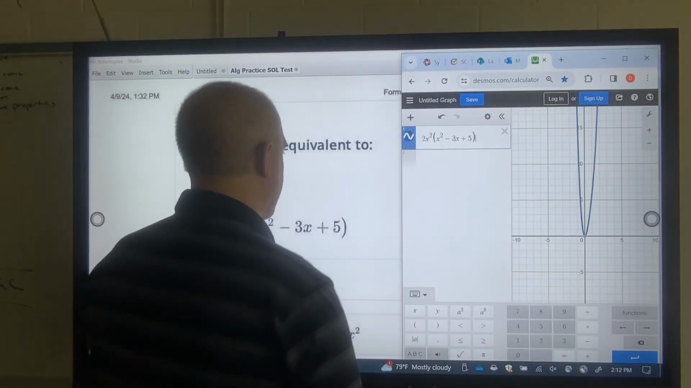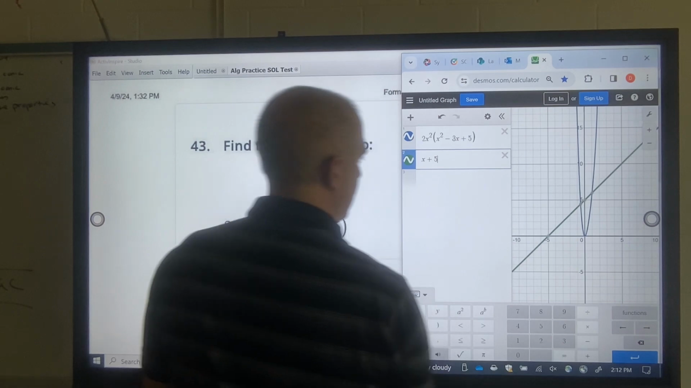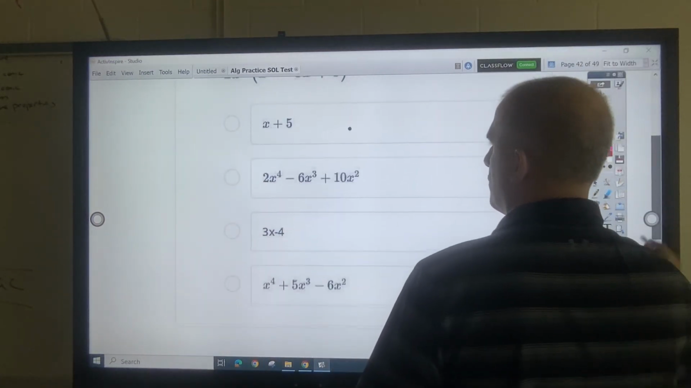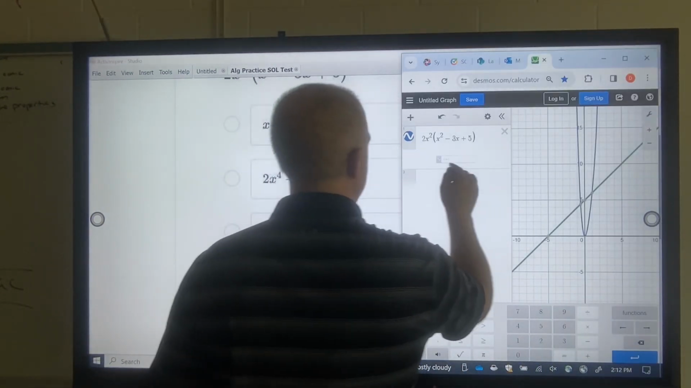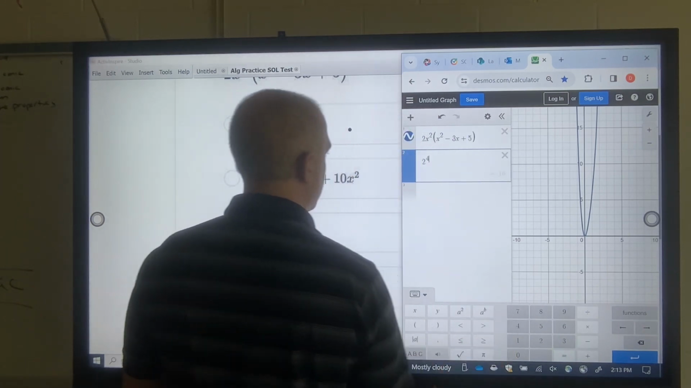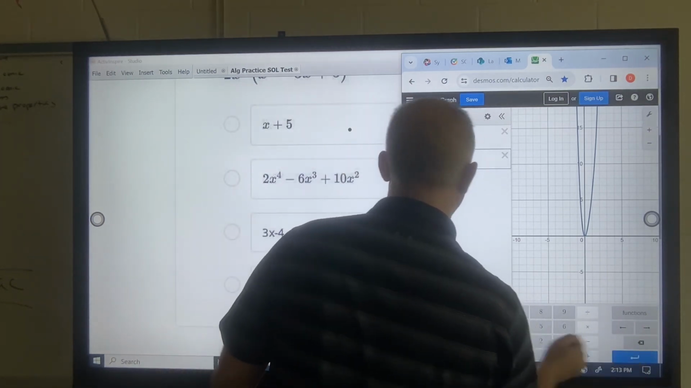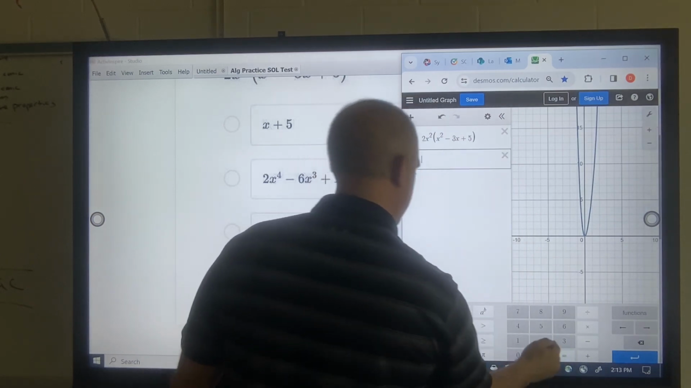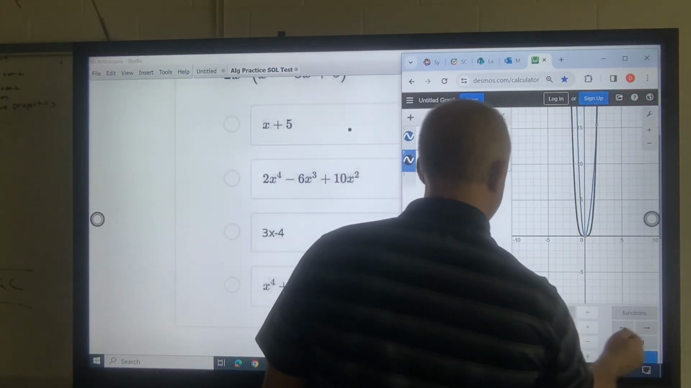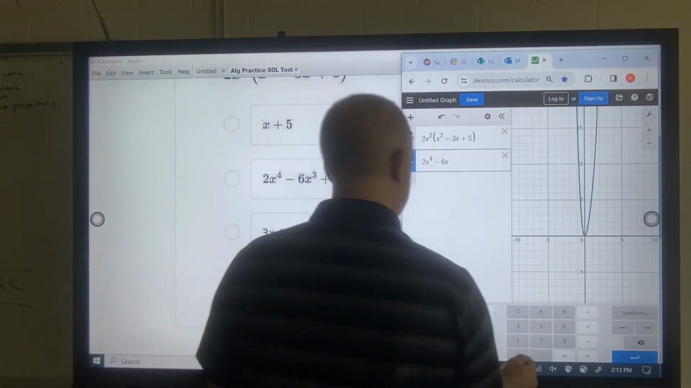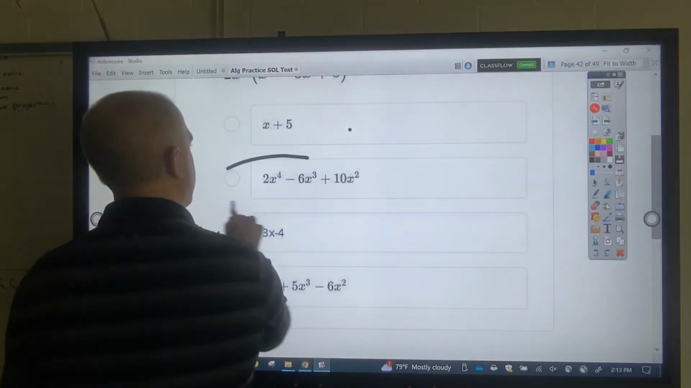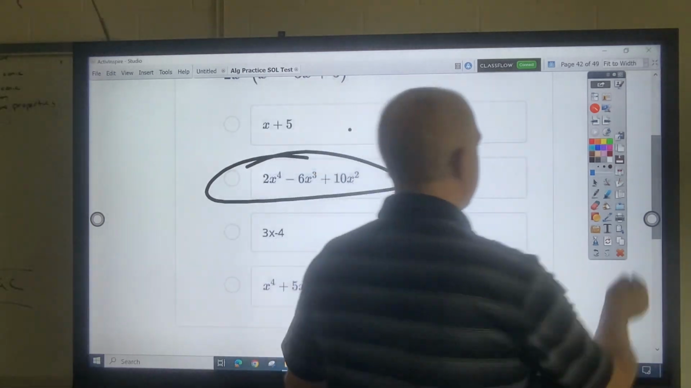This is what I get. I put this first one, x plus 5. Clearly that's not it. So let's go to these other examples. This next one is 2x to the 4th. That's how you do an exponent, 4. 2x exponent 4, over minus 6x exponent 3 plus 10x squared. As you can see, it replaces that. That's how you go. So that could be a level 1 question for you.